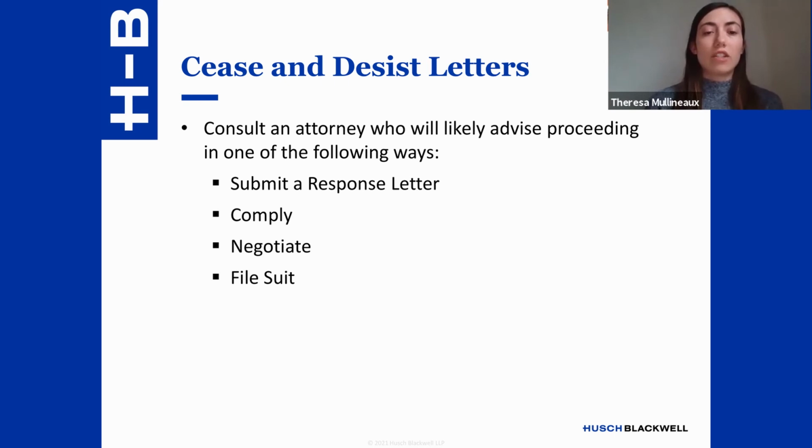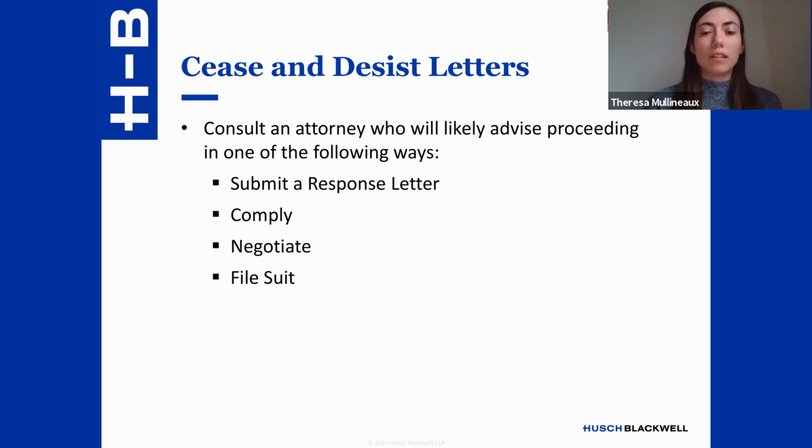So an attorney might suggest that you completely reject the allegations of trademark infringement and respond to the letter outlining the legal and factual reasons for reaching this conclusion, and hopefully it will resolve there. A second strategy that your attorney might advise is to comply with the letter.